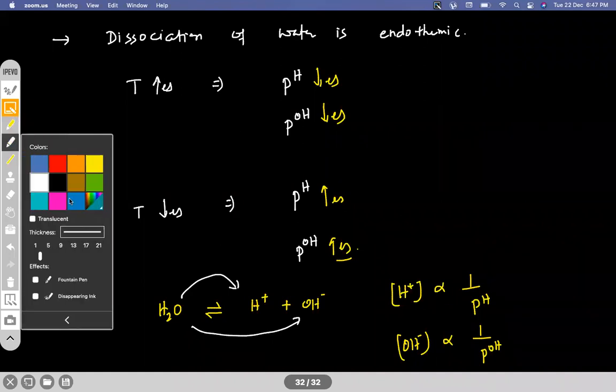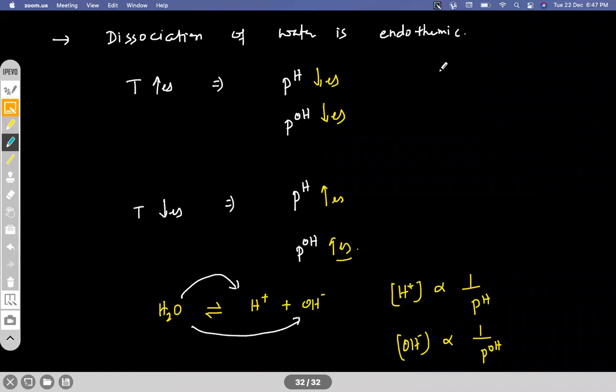Why can't we say this here? That if pH decreases, because the sum is pH plus pOH equals 14, if pH decreases, then pOH should increase. Is it possible? Tell me. Can we say that since pH decreases, pOH should increase, isn't it?